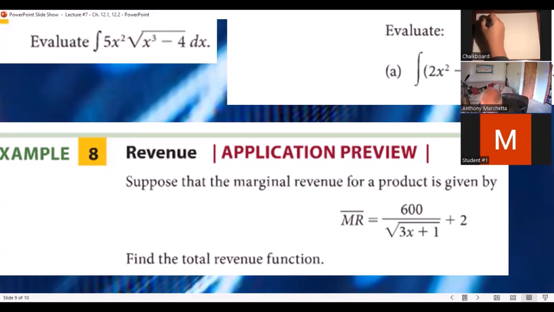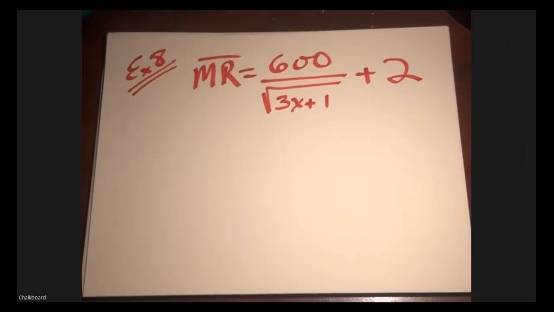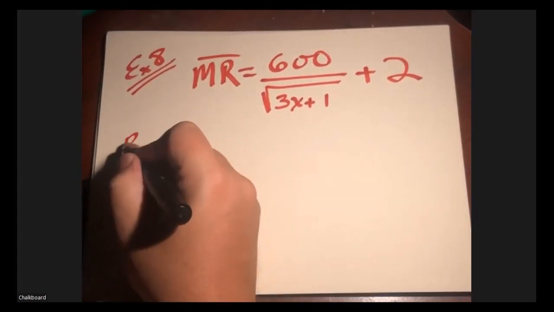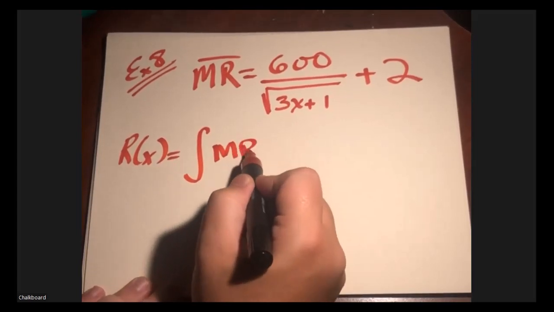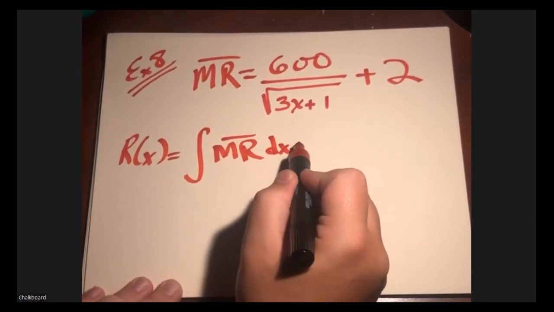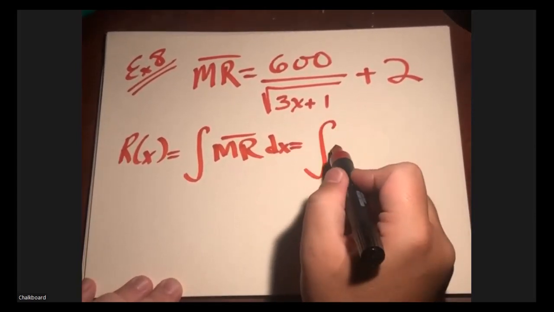Example 8. We have the marginal revenue function is given as 600 over the square root of 3x plus 1, plus 2. All right. If you'd like to find the revenue function, you'll have to take the integral of this with respect to x. So the revenue function can be found if you integrate the marginal revenue function, dx, which would look like this.